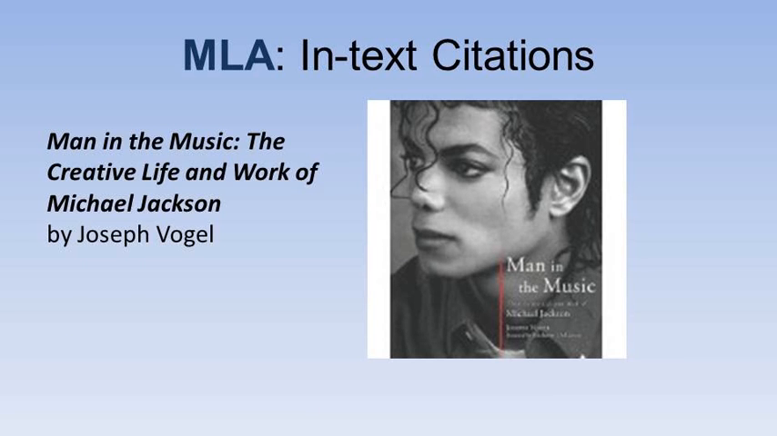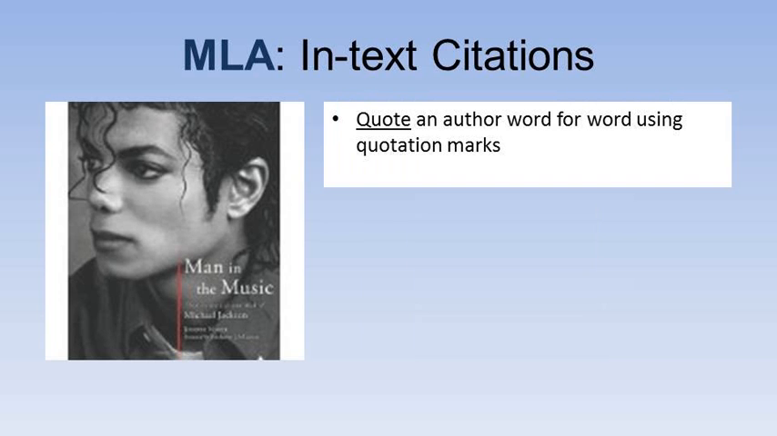For example, let's say we're doing a paper on Michael Jackson, and we've used information from this book, Man in the Music, The Creative Life and Work of Michael Jackson by Joseph Vogel. In-text citations are used within the body of your paper to give credit right after you use the words of another work. This could be a direct quote, or a paraphrase or summary of the author's work. In our paper, we could include a quote from the book.